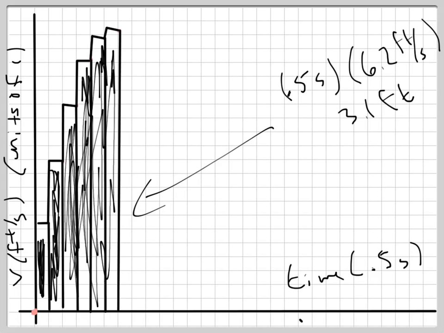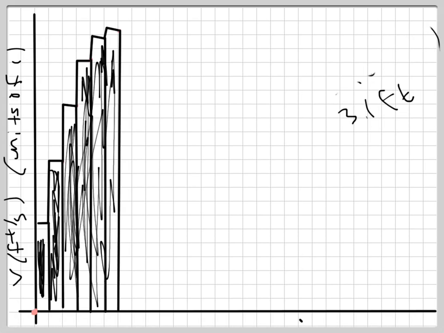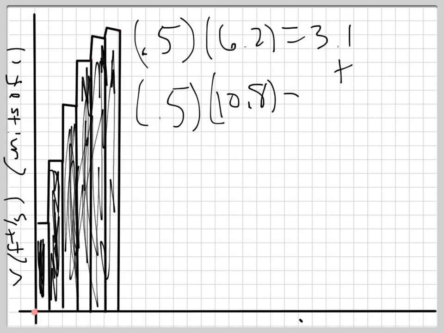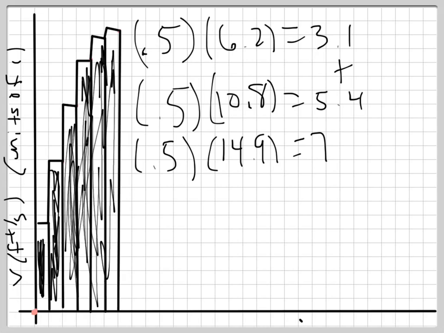Alright, so you'll have to forgive my uneven tops of my rectangles. But anyway, if I want to get the total here, well, we already found the first rectangle was 3.1 feet. So let's keep going here. So that was 0.5 times 6.2. And that was 3.1. Then we want to add, well, the width was 0.5 every time. What was the next? Speed was 10.8, and so that gives us 5.4. And then the next rectangle we use 14.9. So that'd be 7.45.